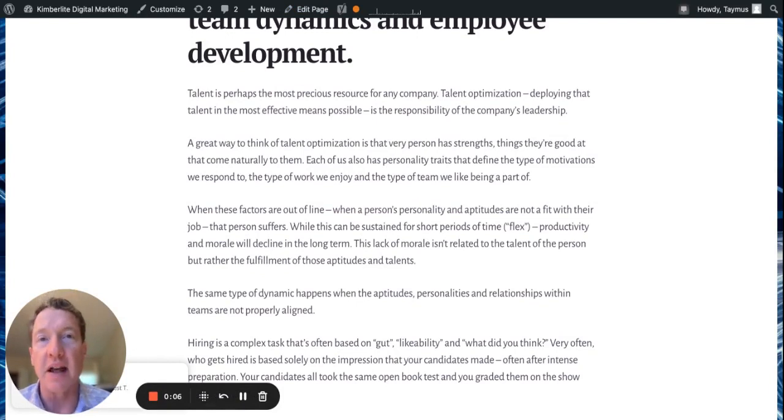I'm talking about talent optimization. This is a discipline which applies to hiring, also to existing employees. It also helps with employee engagement. And then lastly, it helps with your teams.